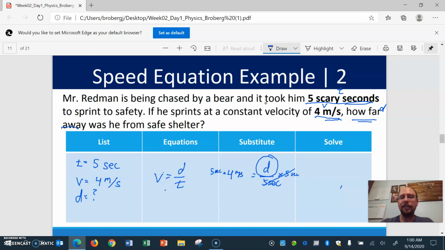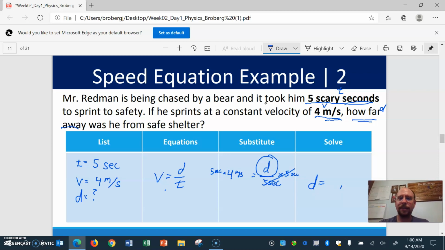Now I have what I really need to solve for the D. It's 5 seconds times 4 meters per second. I can just plug it in my calculator, or you could do this one in your head too, because it's 5 times 4. If I do 5 times 4, I get 20. Okay? And that's going to be my answer.